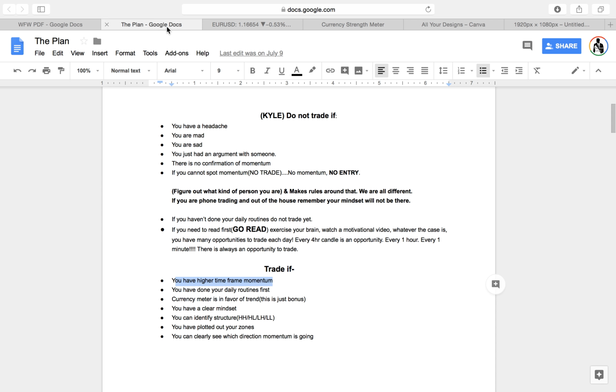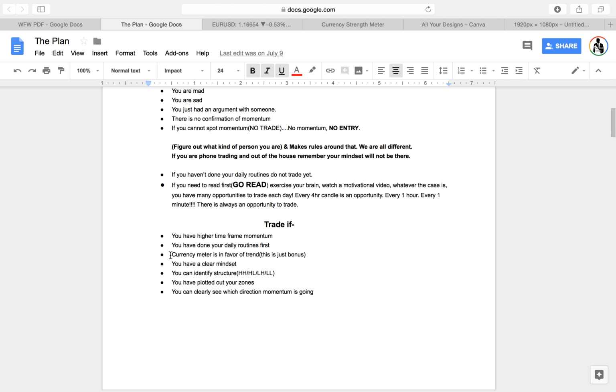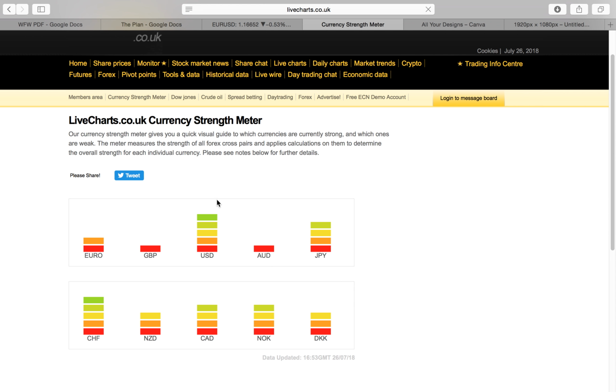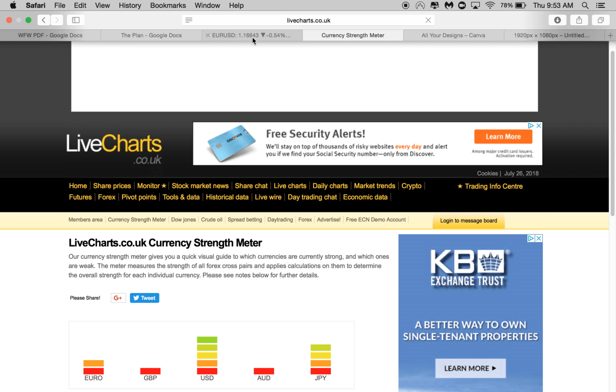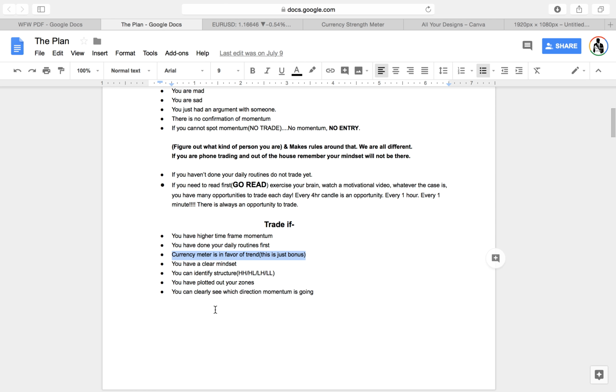So let's go back to the plan. We know that we had a higher time frame momentum. Was the currency meter in favor of trend? Yes. Why? Because the US dollar ended up gaining so much strength compared to the euro. It might change now once I refresh it a little bit. But what it was, the euro ended up having no strength and USD was full strength. Right?